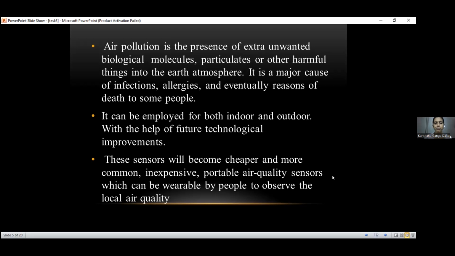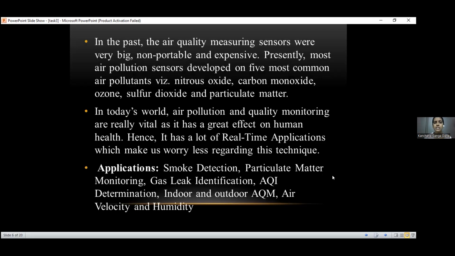So how? In the past, it used to be bigger in size, and it used to be non-portable. So what if it is non-portable? It is only useful for some areas only, or else once it is fixed, it has to stay in that area only, and it should not be moved. It has to measure in that particular area only. So what's the use in that case? We can only measure the air in that area only.